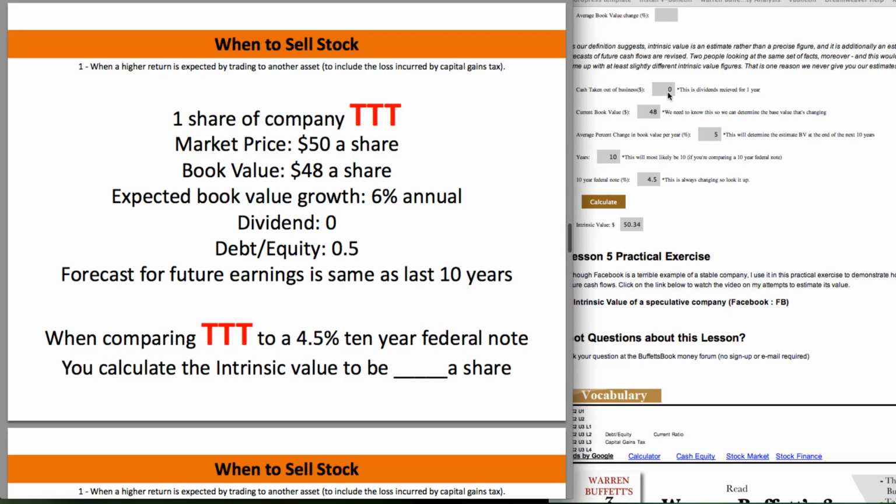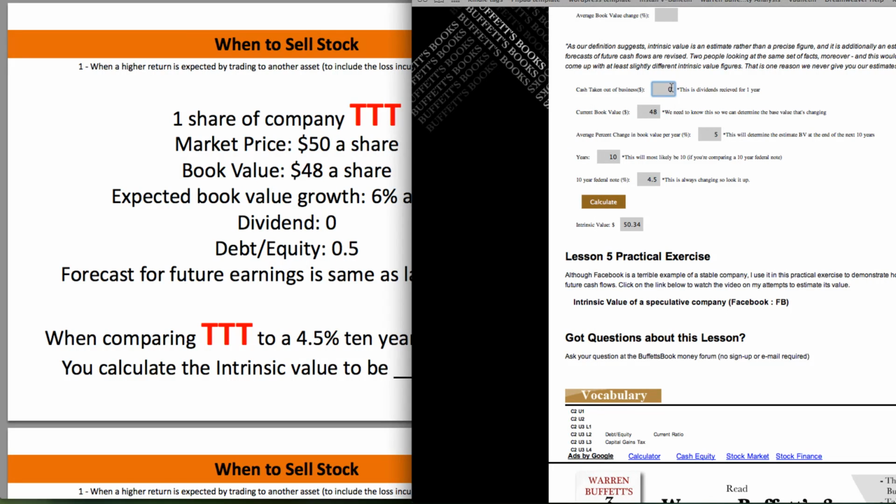Okay, so we're going to go ahead and put these numbers in. So there's no dividend payment. The book value on company TTT is also $48. Just by coincidence, it could become something completely different, and you'd still be able to figure all this out. Okay, and our percent change in book, we're saying, is going to be 6%, okay, which is 1% higher than the last company. Okay, then the years we're going to own it is 10, and the 10-year federal note is still 4.5%. So let's go ahead and figure out what company TTT's intrinsic value is.